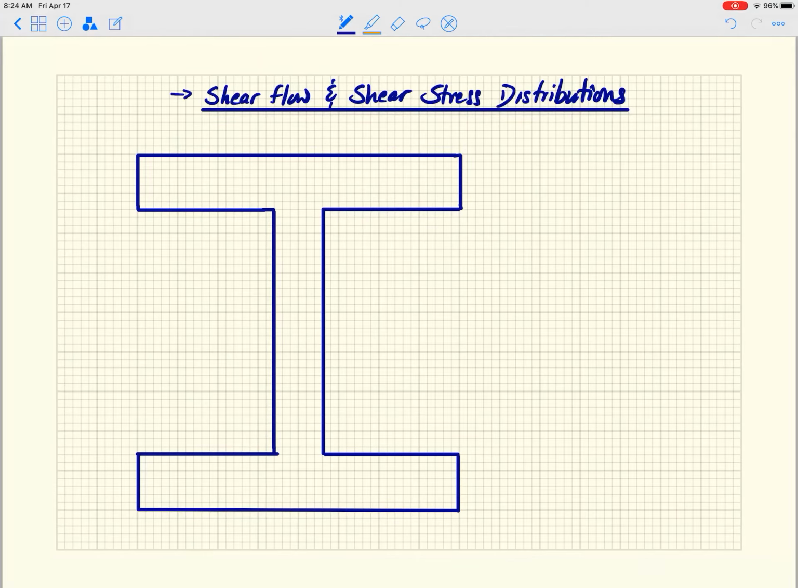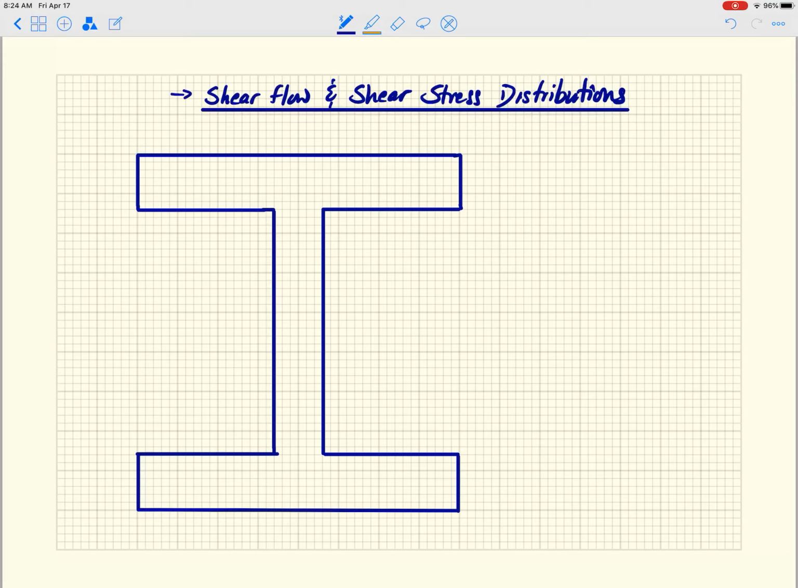All right, so this will be the last lecture on shear flow and shear stress distribution. So far we have talked about shear flow, which is a force per longitudinal length. So if I take a horizontal cut through a beam, looking at it in elevation view, the force per length longitudinally is what we've defined as shear flow, and that's required basically to balance any change in moment.